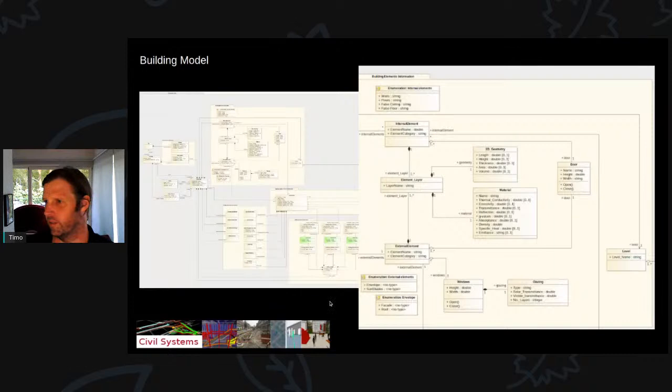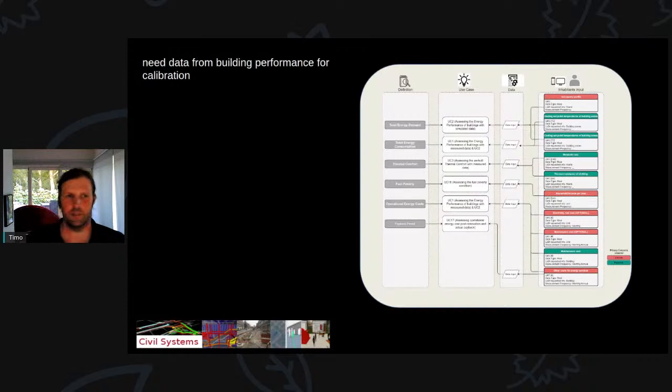But this is maybe also an interesting building, because you not only need to model the building, you also need to have data for calibration. And I know you probably cannot read this, but you need to understand which data you need, for example, from the inhabitants' input. And that brings us back basically to what I said at the beginning, right?